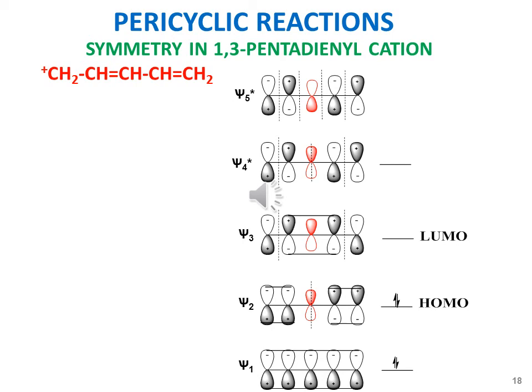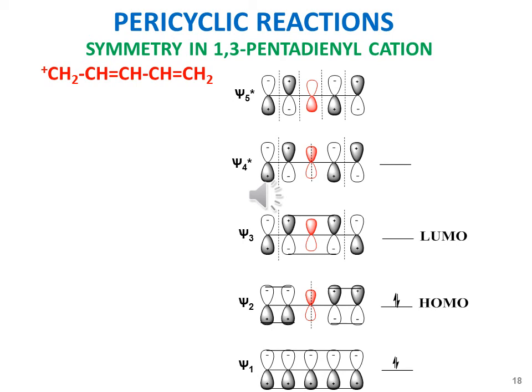And these 4 nodes are present in the dotted lines in this diagram. So if we talk about the energy of these molecular orbitals, psi1, which is having the 0 node, will have the lowest energy, and psi5 star, which is having the 4 nodes, will have the maximum energy.